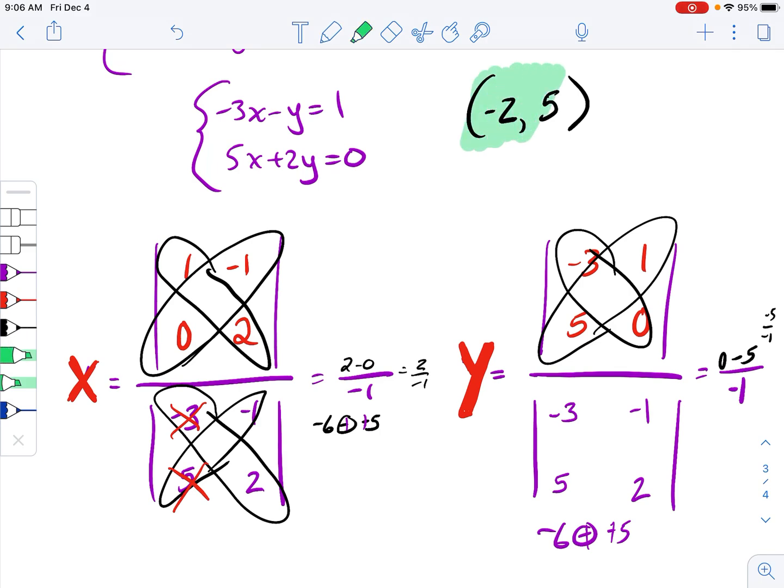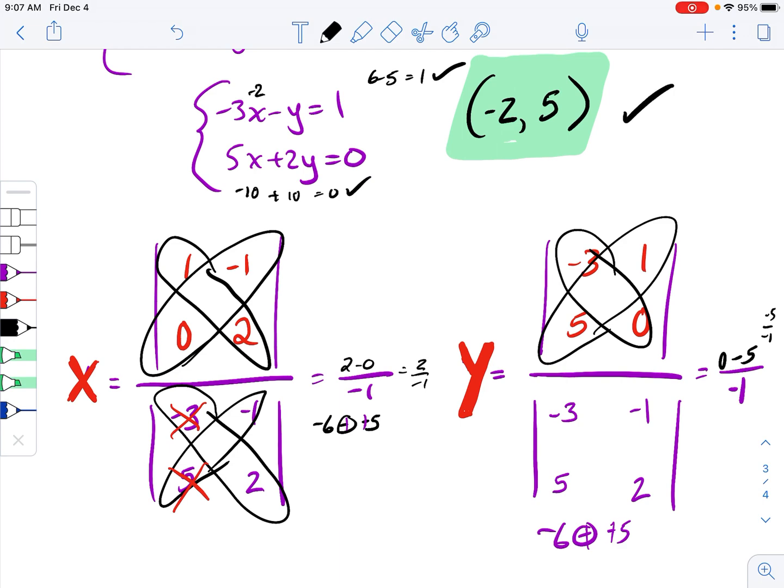Before I determine that that is my final answer, and before I move on, I am going to check it. So let's make sure it checks in this equation. So negative 3 times negative 2 minus a 5. So I'd get 6 minus 5, and I get 1. That works. Negative 10 plus 2 times 5 is 10. That gives me 0. That works. So I am certain that this is my answer.